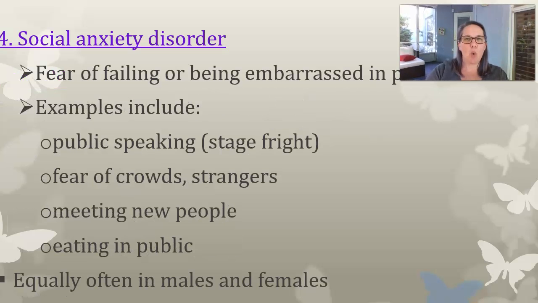All right, so number 4, our 4th mental illness in the anxiety category is social anxiety disorder. So this is a fear of failing or being embarrassed in public. So for example, stage fright, being afraid of speaking in public, fear of crowds or fear of strangers, fear of meeting new people, fear of eating in public. Right, this social anxiety disorder is equally diagnosed in males and in females.